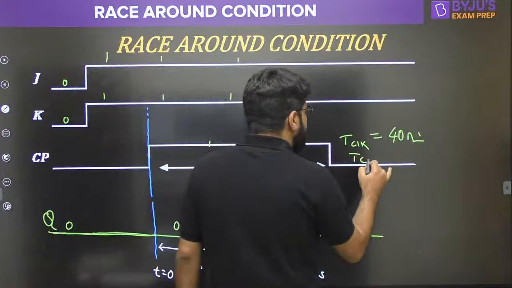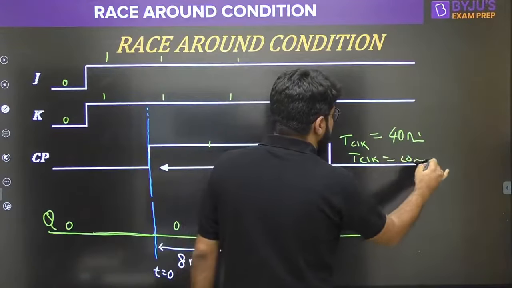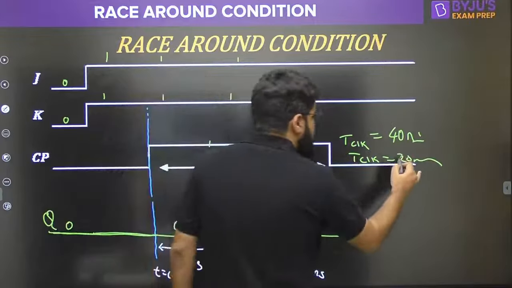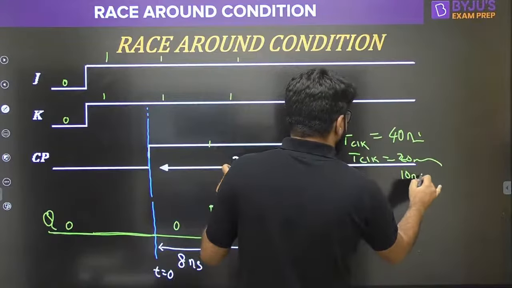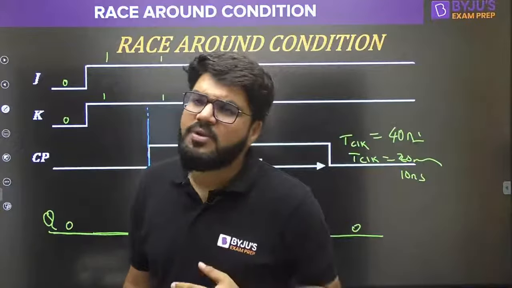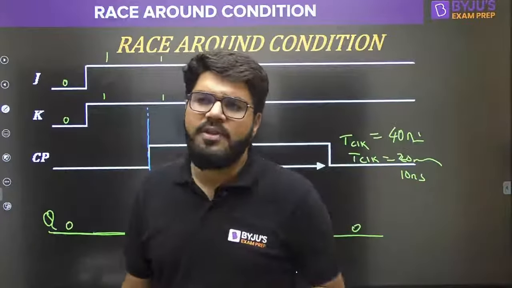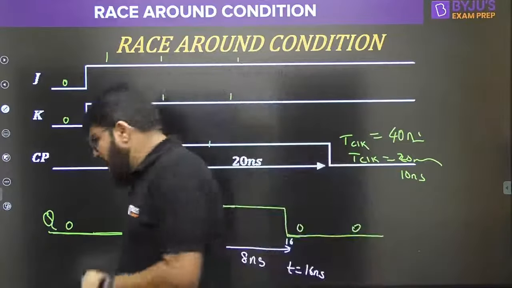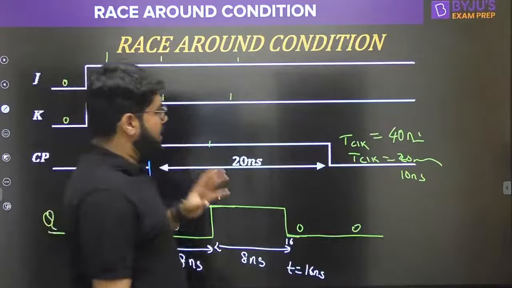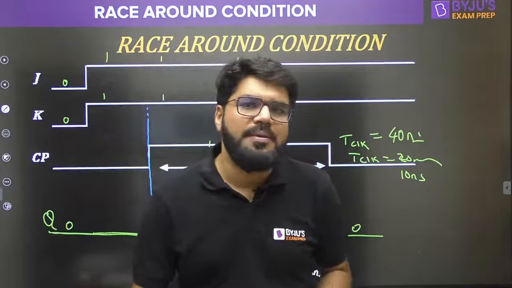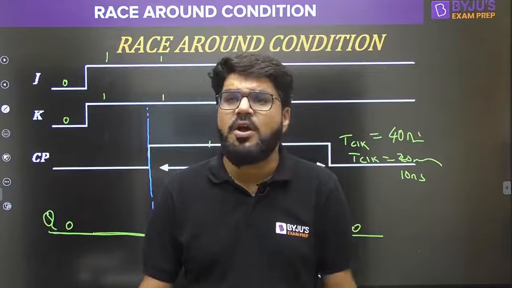Let's say we change the time period of the clock and make it 20 nanoseconds. If the total time period is 20 nanoseconds, level 1 will be for 10 nanoseconds, and then double complement will not occur, only single complement will occur, which you want. Right? So one method of overcoming this problem is to change the time period of the clock.